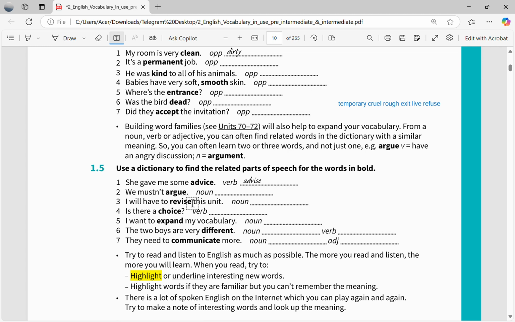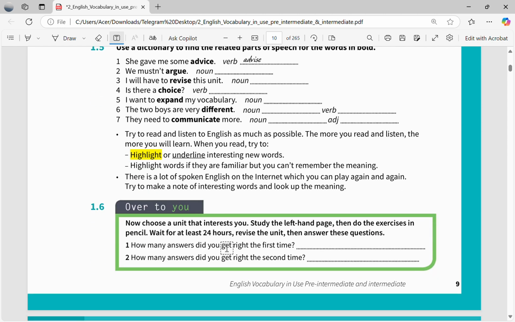Advice, imagine, argument, revise, revision, choice, expansion, difference, communication.